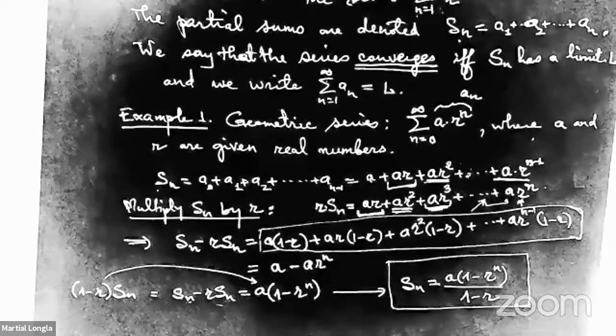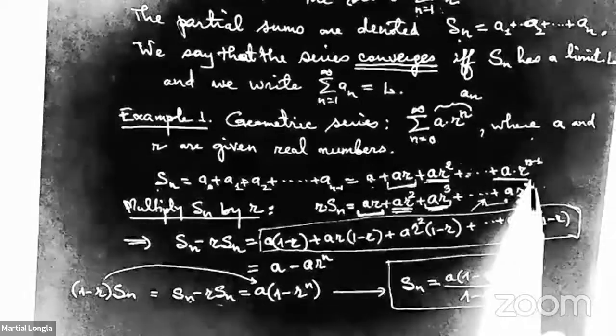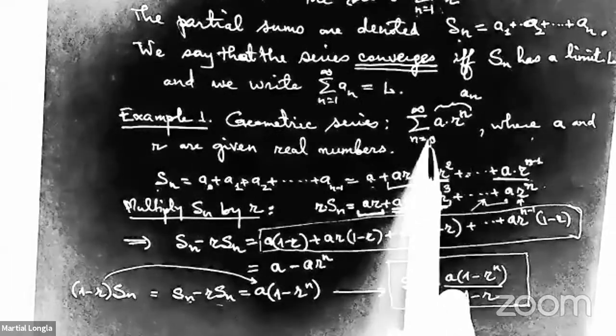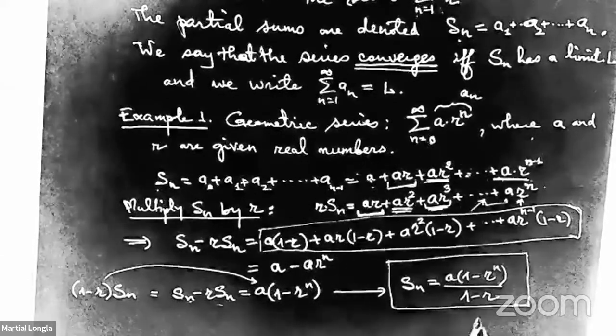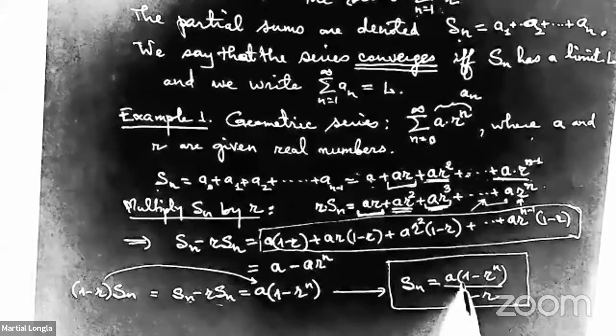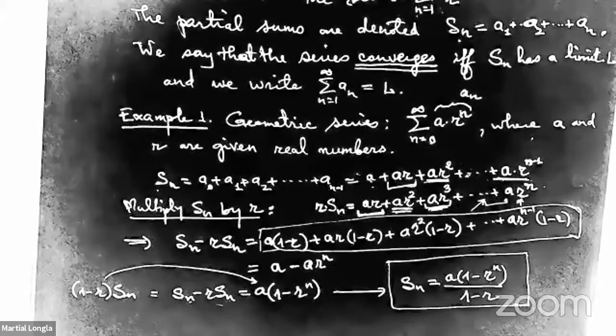Okay, so if I want to add the first n terms of a geometric series with the first term being A, with n equals 0, that sum is equal to A times 1 minus r to the power n over 1 minus r. That's it.